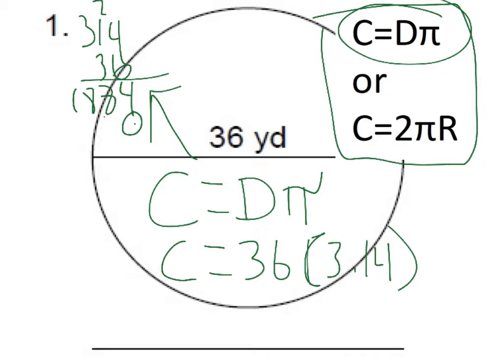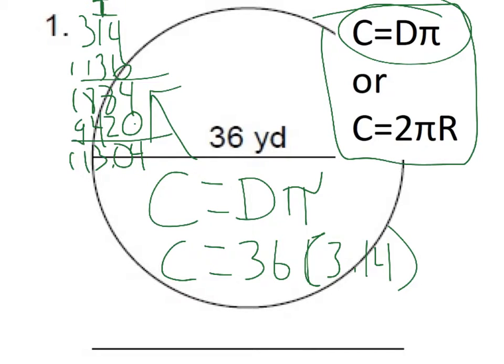3 times 4 is 12. 2, carry the 1. We're up top. 3 times 1 is 3, plus 1 is 4. And then 3 times 3 is 9. And now we add it all up. 4 plus 0 is 4. 8 plus 2 is 10. Carry the 1. 1 plus 8 is 9, plus 4 is 13. And then we have, carry the 1, I believe. 1, 2, and then 11.